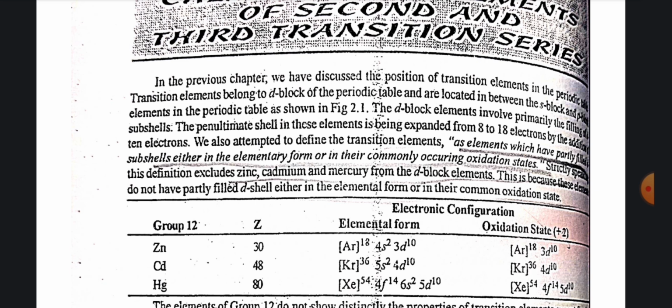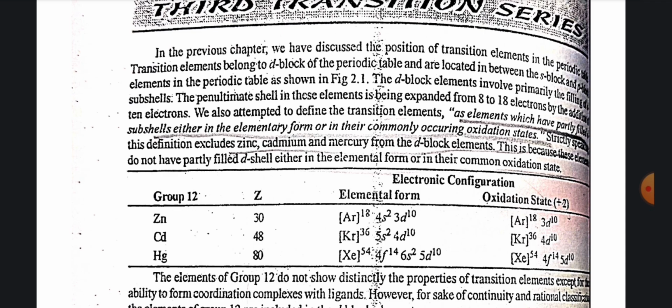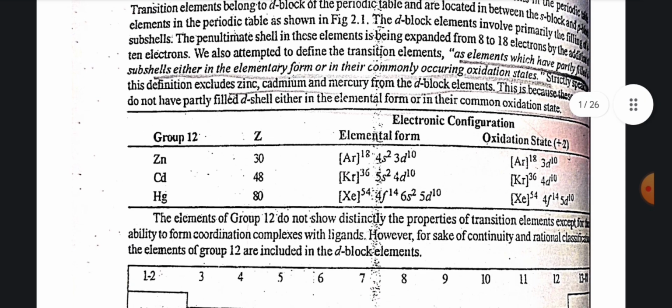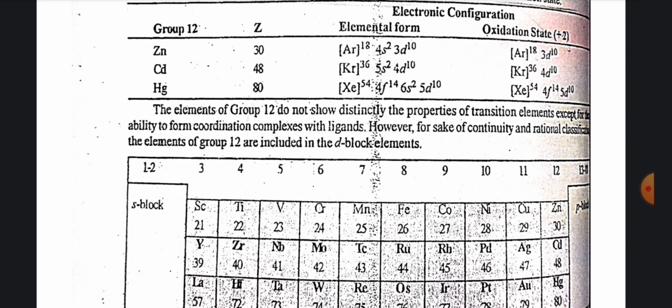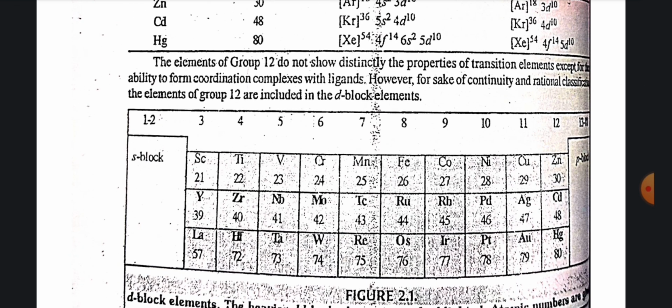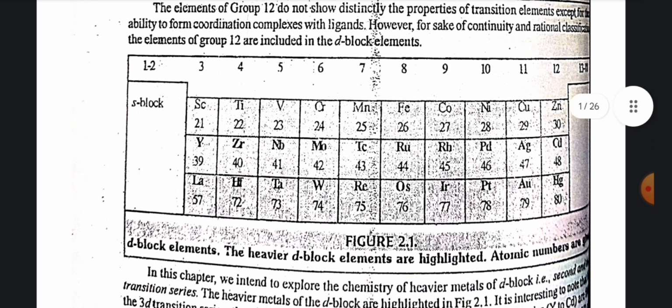Strictly speaking, this definition excludes zinc, cadmium, and mercury from the D block elements. This is because these elements do not have partially filled d subshells either in the elemental form or in their common oxidation state. The elements of group 12 do not show distinctly the properties of transition elements except for the ability to form coordination complexes with ligands. However, for sake of continuity and rational classification, the elements of group 12 are included in D block elements.